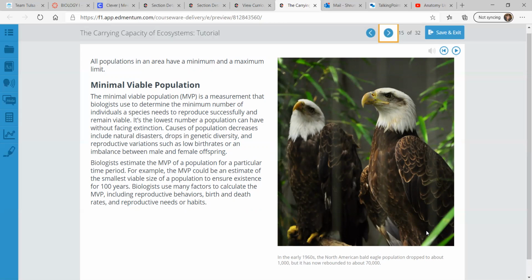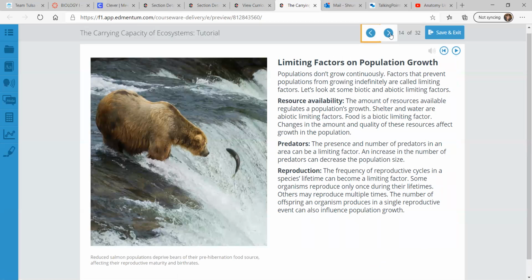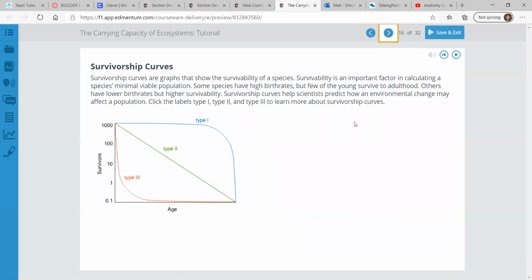Over here we have the North American bald eagle population. In the early 60s, that population dropped to about 1,000, but it has now rebounded to about 70,000. So for a minute there, it was a little sketchy for the bald eagles.